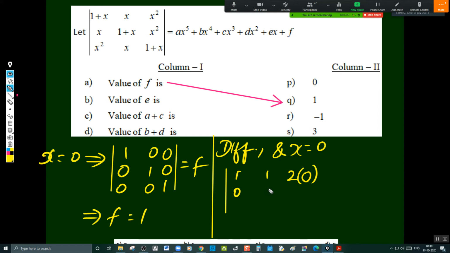0, 1, 0 or 0, 0, 1, and 2 into 0. No, one minute. This is 1, this is 0. Differentiation, as you know, I need not tell you, you have to differentiate the first column and the rest of them as it is.